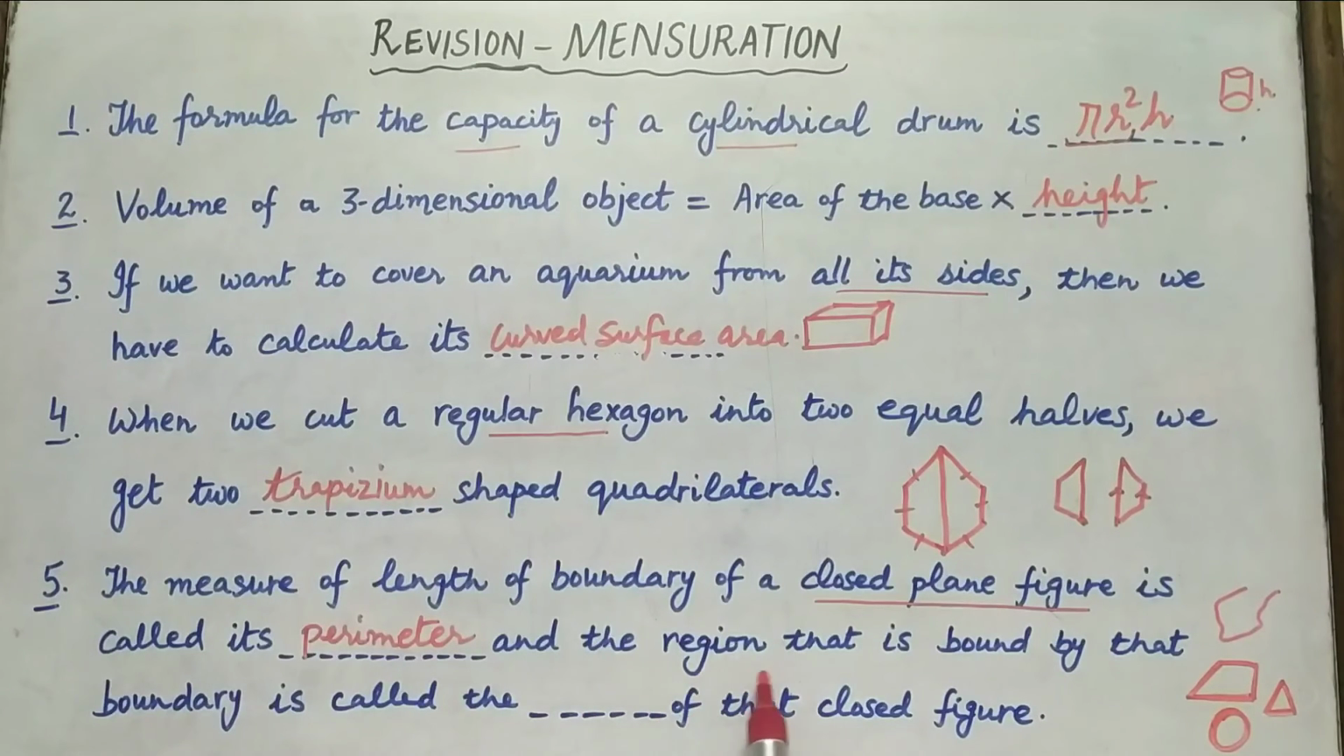And the region that is bound by that boundary. Region bound means we have to go inside the boundary. This region, the field inside the boundary, is called the area. This is the area of that closed figure. Outside lining is called perimeter. Inside field, this much, is called the area of that closed figure.